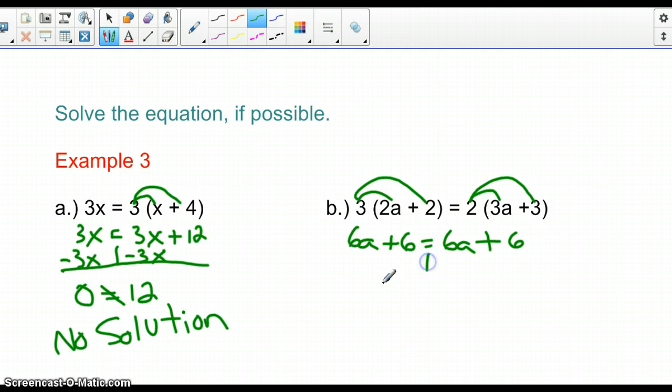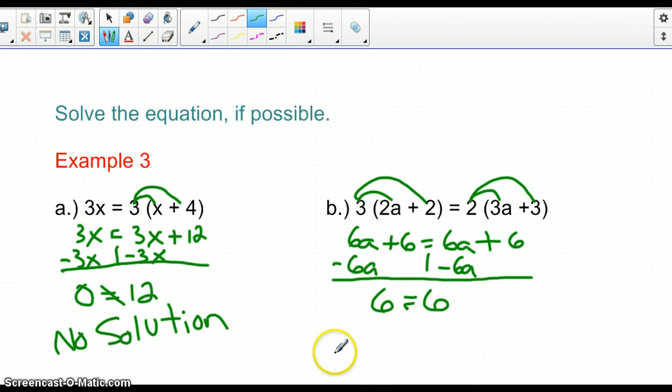And look what happens when we work to get the variable. If we work through it, we got minus 6a, minus 6a. That gives you 0. You're left with just 6. This gives you 0. You're left with just 6. And, well, that's a true statement. 6 does equal 6. This is a situation where you're going to have all real numbers as the solution.